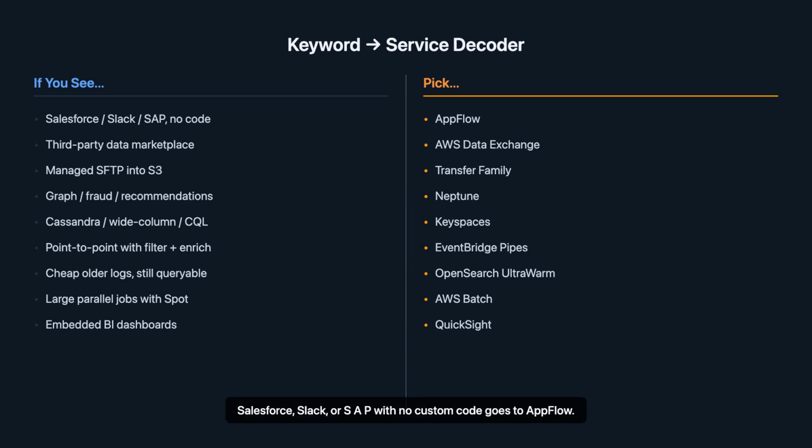Salesforce, Slack, or SAP with no custom code goes to AppFlow. Third-party data marketplace means Amazon Web Services Data Exchange. Managed SFTP landing files in S3 is Transfer Family. Graph, fraud, or recommendations is Neptune. Cassandra, wide column, or CQL is Keyspaces. Point-to-point with filter and enrich is EventBridge Pipes. Cheap older logs that are still queryable is OpenSearch UltraWarm. Large parallel jobs with spot savings is Amazon Web Services Batch. And embedded business intelligence dashboards is QuickSight.